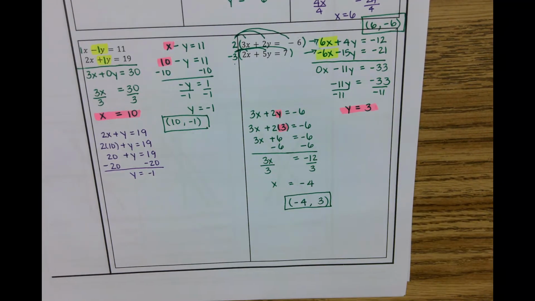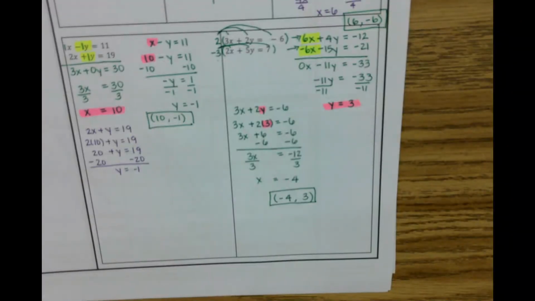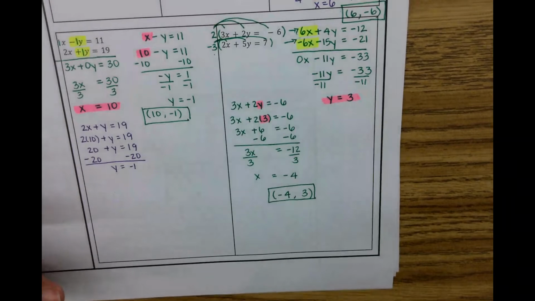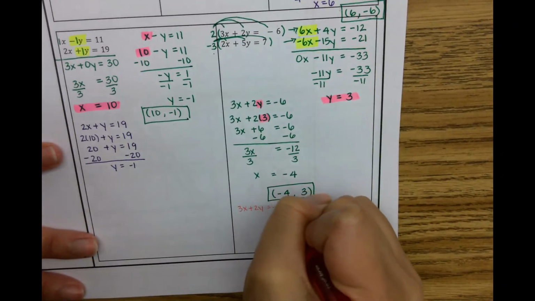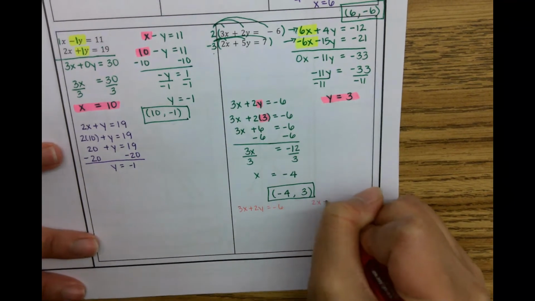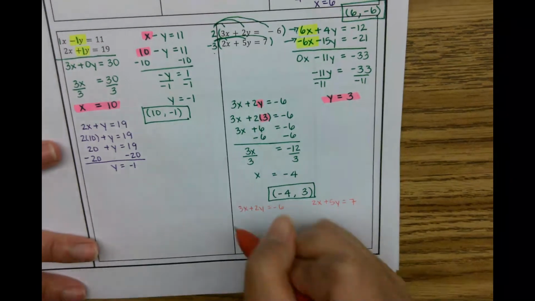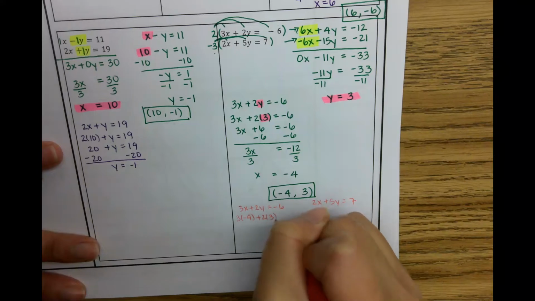And then if ever I'm unsure if I got the correct answer, I could always plug it back into my originals to check. And then just to show you that it works for both equations. My first one was 3x plus 2y equals negative 6. My other equation is 2x plus 5y equals 7. If I plug this point in, it should be true for both. So plugging in negative 4 for x and 3 for y.